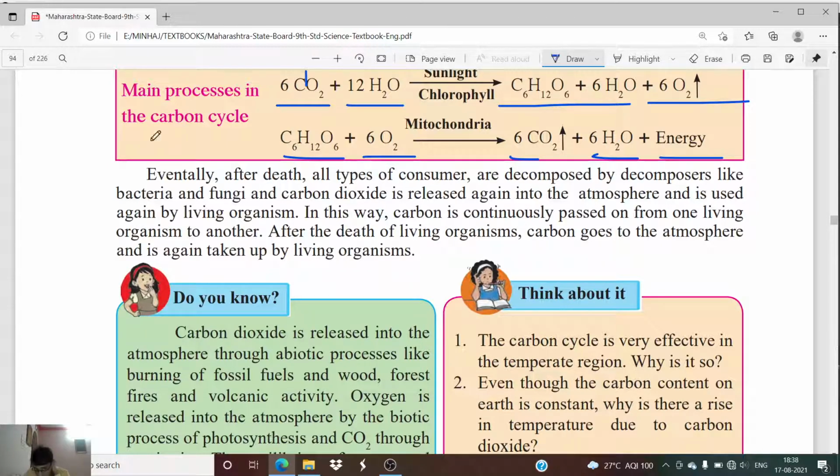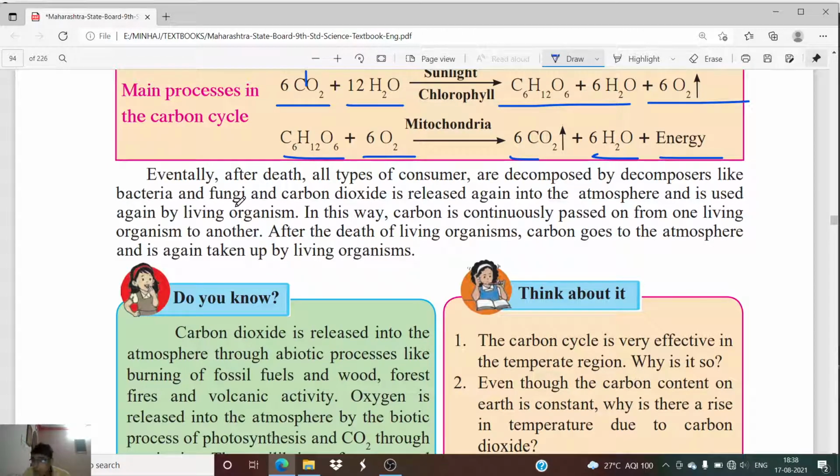Suppose after using this energy and all these molecules, okay, after certain time, the living organism is going to die. Okay, once the living organism is died, that is consumer is died. Okay, after death of the consumer, decomposers are going to decompose that body. Okay, dead body is going to be decomposed by the decomposers. Okay, the examples of decomposers as given here, it is bacteria and fungi.